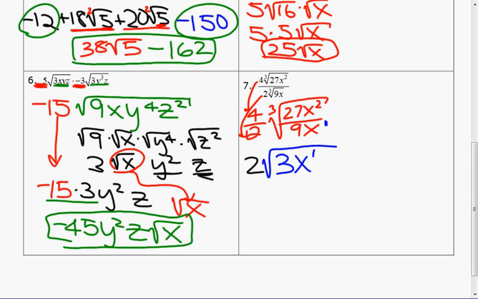Now, is this fully simplified? Can we pull anything out? Can we simplify anything else? Well, no, because 3 is just hanging out by itself because there's nobody else it can group with, and then x is hanging out by itself because it doesn't have anything that looks exactly the same as it that it can group together with. So our final answer is 2 times the cube root of 3x. And that's it. Not so crazy, right?